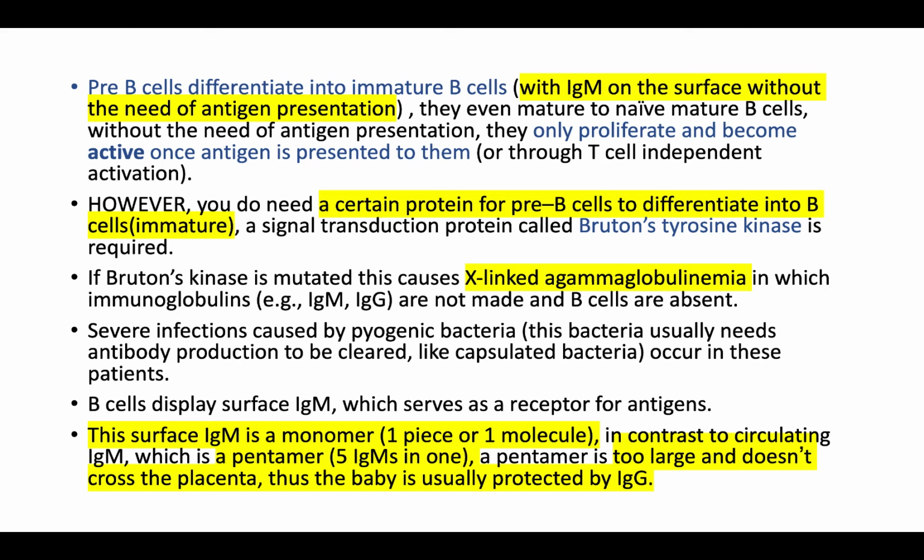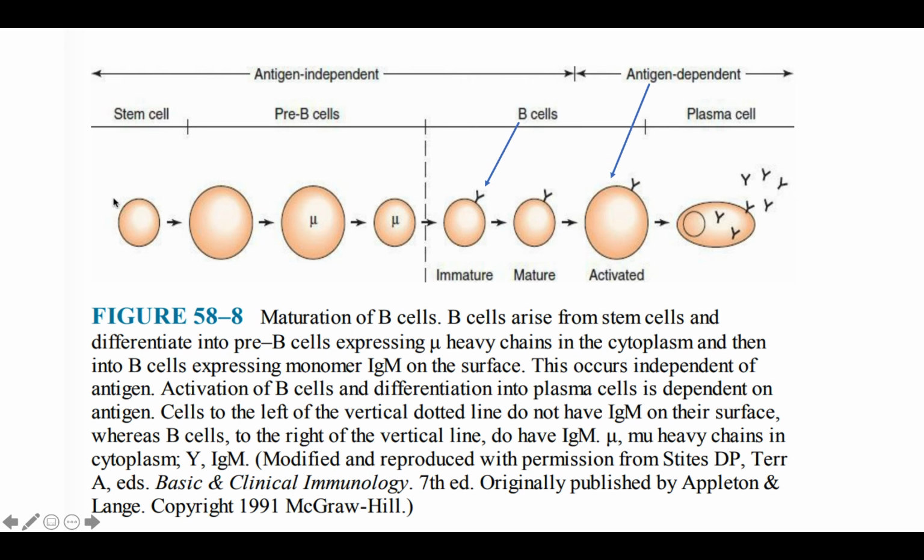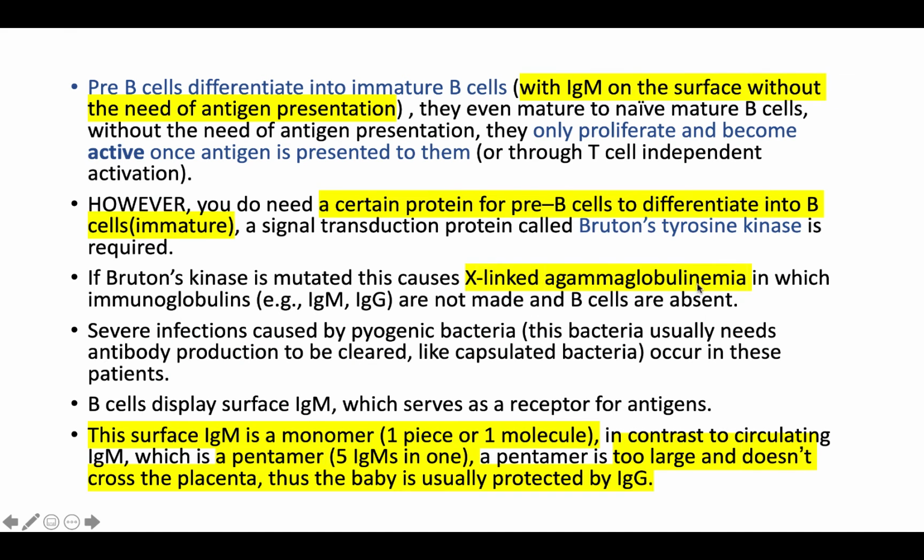So if you don't have this protein kinase, which is the signal required to keep going through here, all the way to here, then you will never have mature B cells, and you will never be able to activate B cells and then produce antibodies. So they have agammaglobulinemia, they don't have antibodies. Obviously, they will have severe infections with pyogenic bacteria. Again, I need antibodies to clear these capsulated bacteria as well.